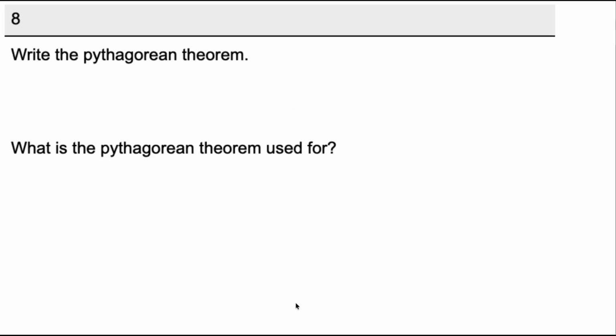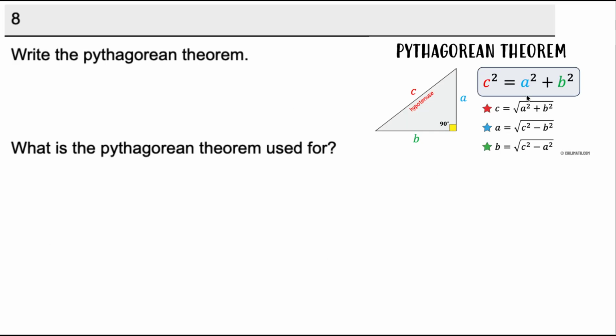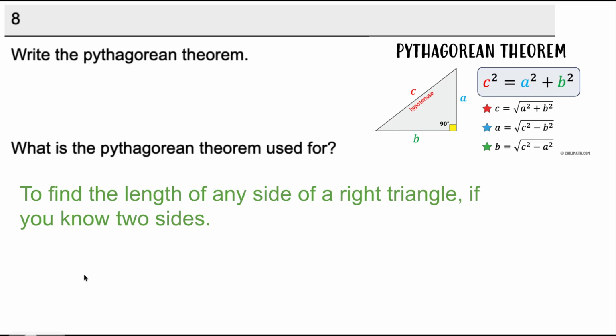Number 8, write the Pythagorean theorem. C squared equals A squared plus B squared. You only have to write this section. And then what is the Pythagorean theorem used for? It is used to find the length of any side of a right triangle, if you know 2 sides.